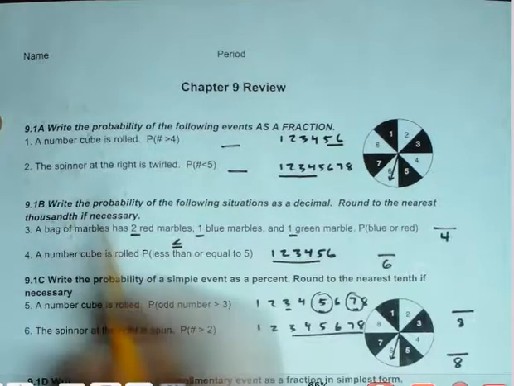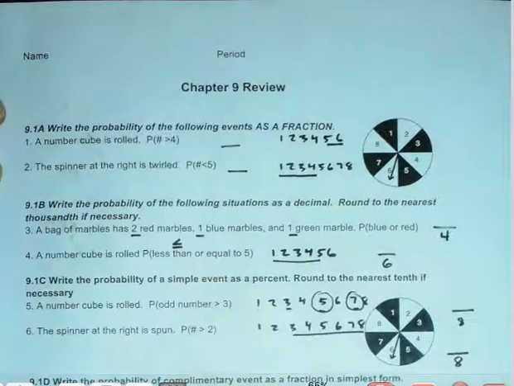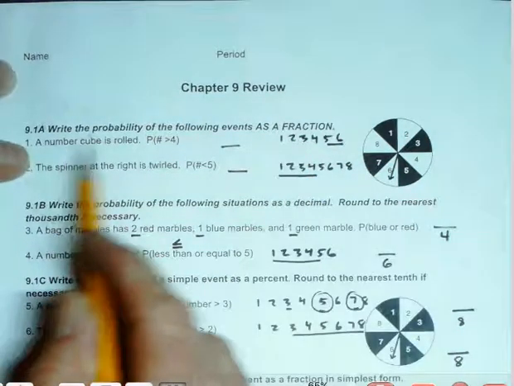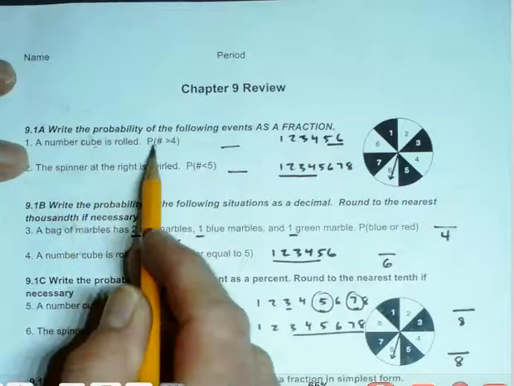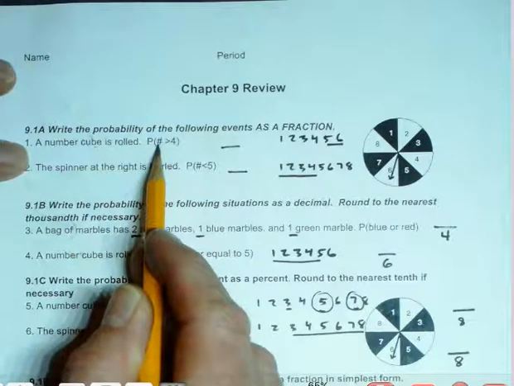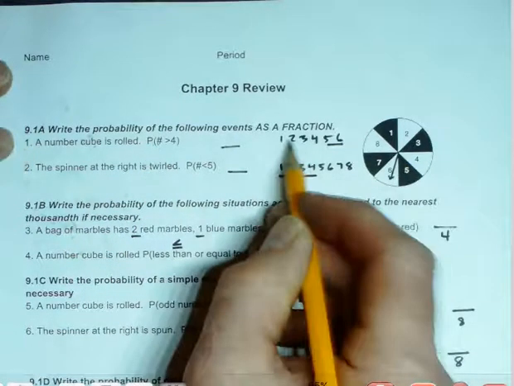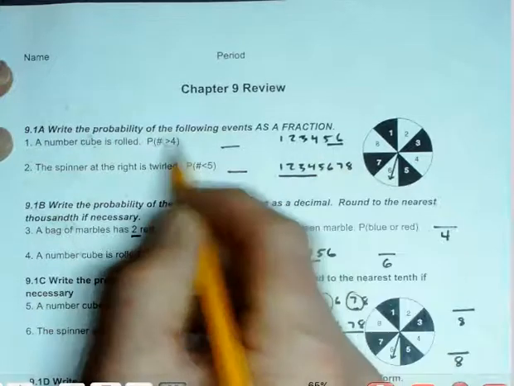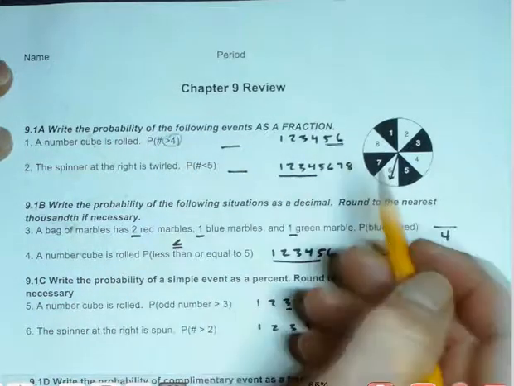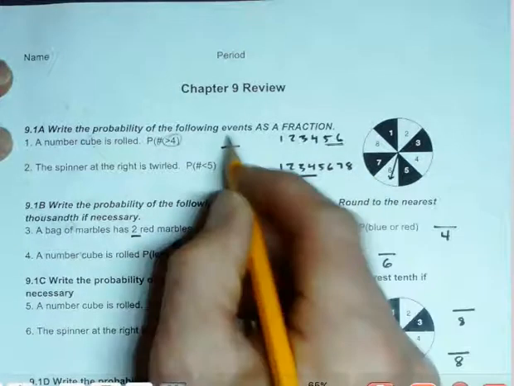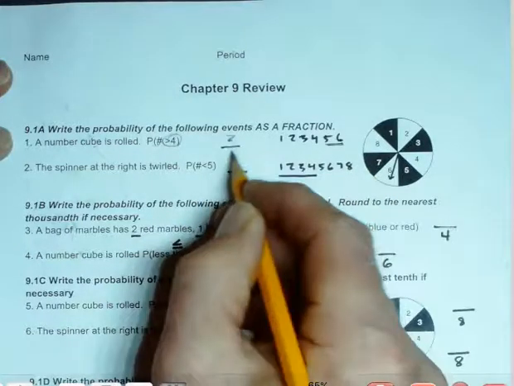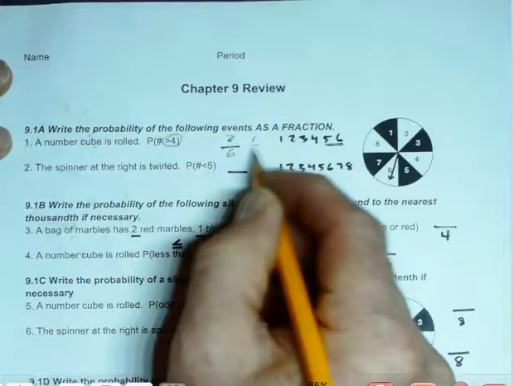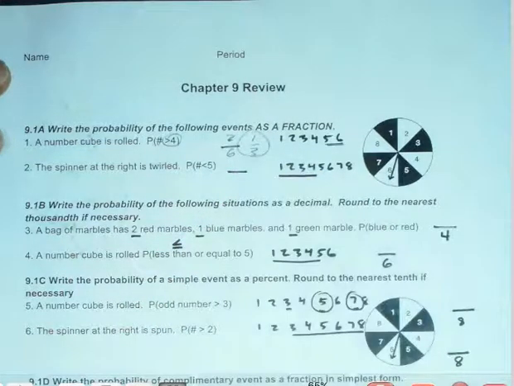All right, starting off with 9.1a, write the probability of the following events as a fraction. So we're looking at fractions here. A number cube is rolled. What's the probability of getting a number greater than 4? Well, our possible outcomes are a 1, a 2, a 3, a 4, a 5, and a 6. Those that are greater than 4 are just 5 and 6. So we have 2 chances out of a total of 6. And of course we can reduce that to 1/3 as our probability as a fraction.